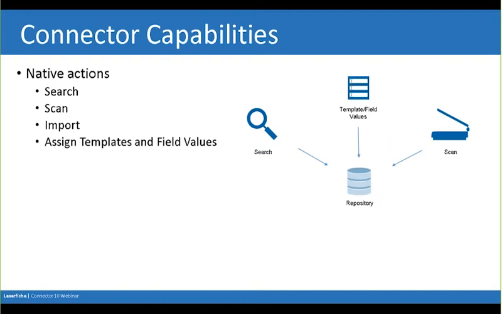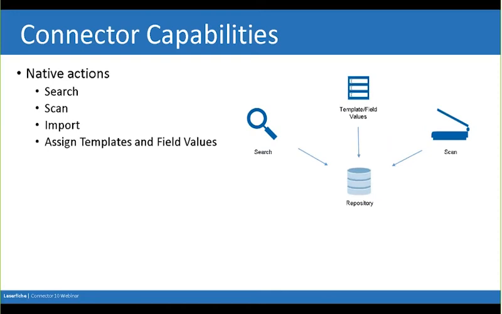So what can Connector do? At a basic level out of the box, Connector allows you to search the repository based on fields from a primary application, such as, again, a CRM or ERP system. You could also scan a page and automatically populate metadata and store it in Laserfiche, and again, directly based on information that you're grabbing from your primary application.